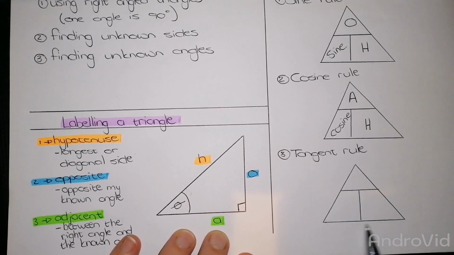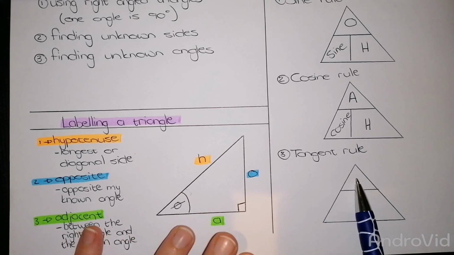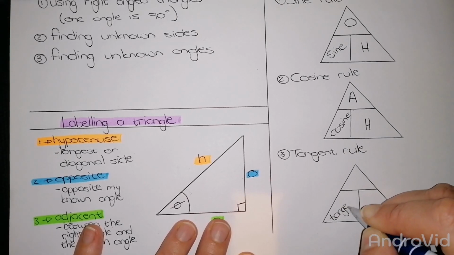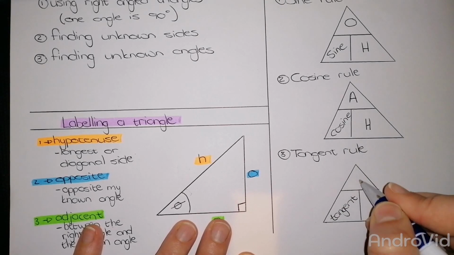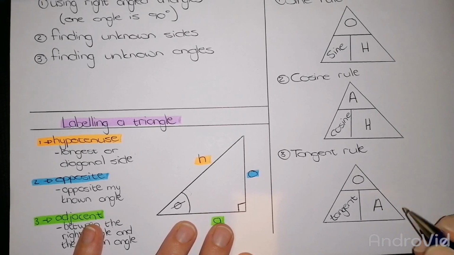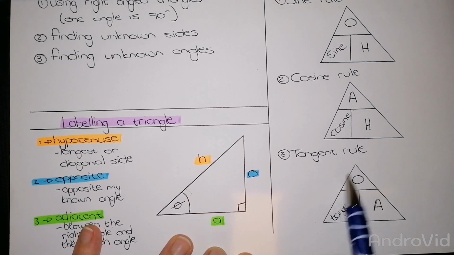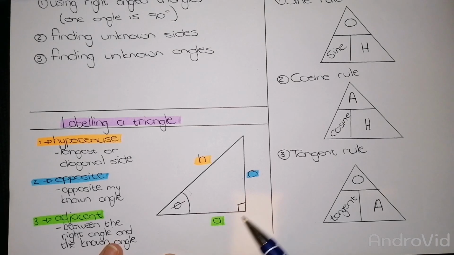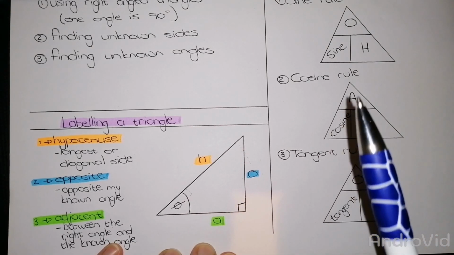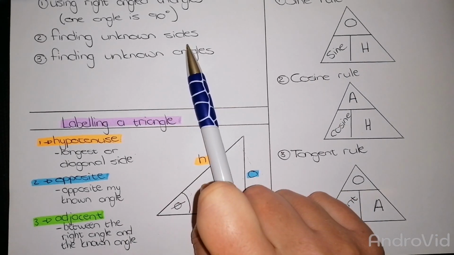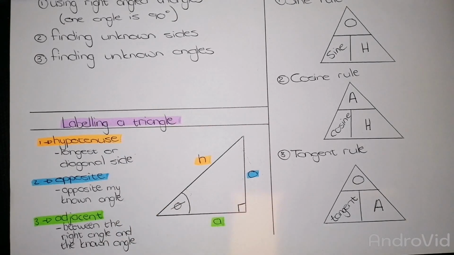Once again, a triangle with three blocks. When we fill it in, we will have the tangent in the bottom left, the O at the top, and the A at the bottom. As you can see, the letters that are written in here, we can find on a labeled triangle. We will be doing the trig rule for finding an unknown side, as well as the trig rule for finding an unknown angle, in the next video.